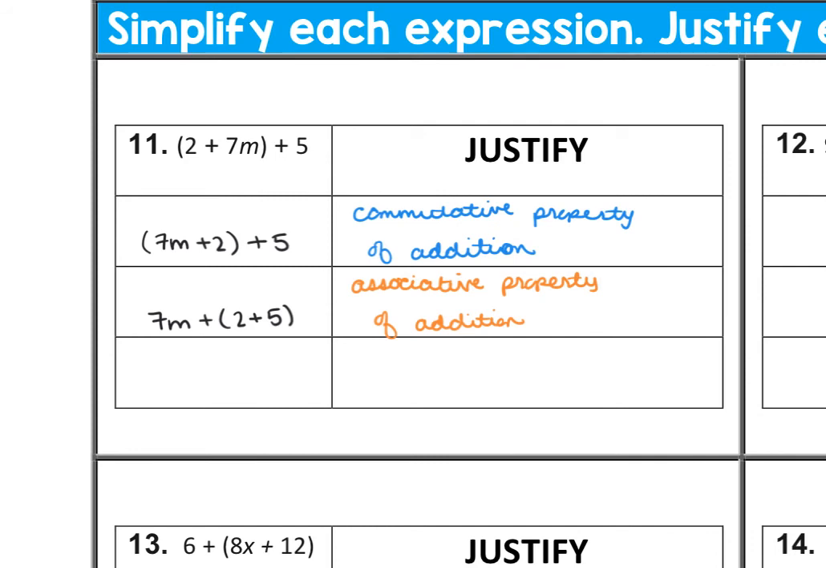And then for our last step in completely simplifying this, I can now do what's in parentheses. So when we do 2 plus 5, we get 7. So our final line in simplifying this expression is 7m plus 7. And what we did at this step is we combined our like terms, or we added.